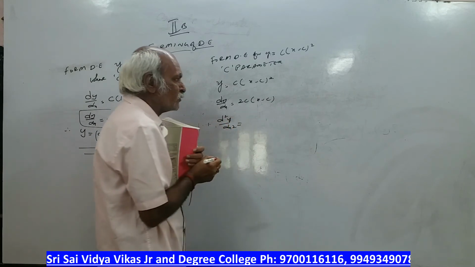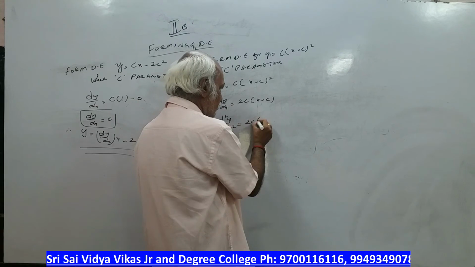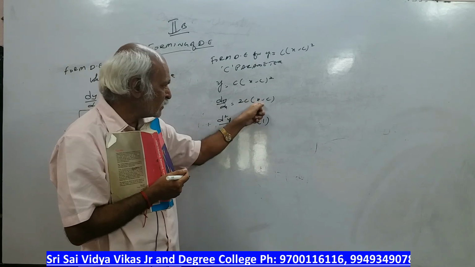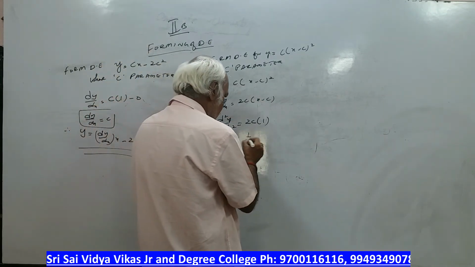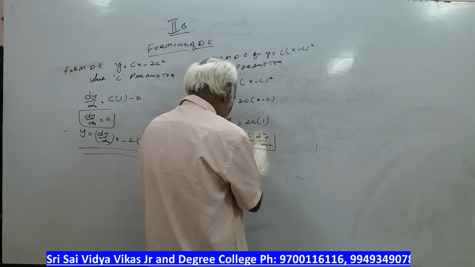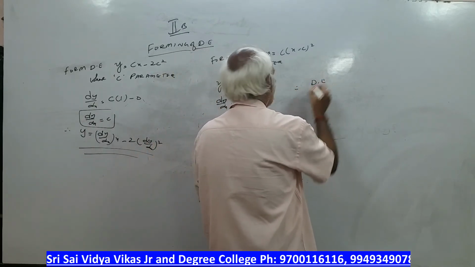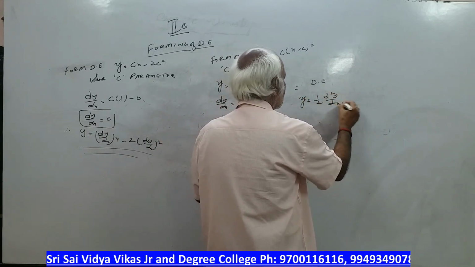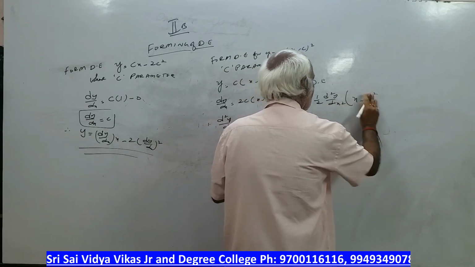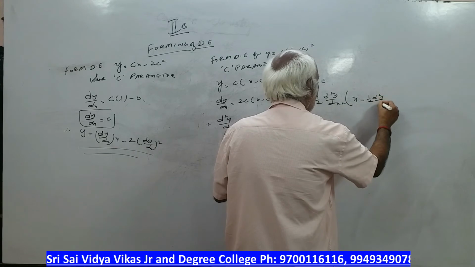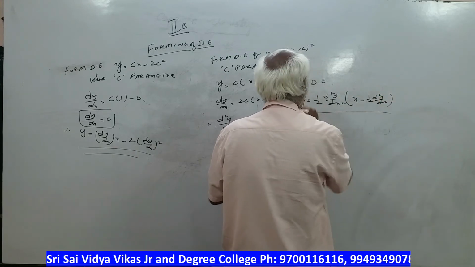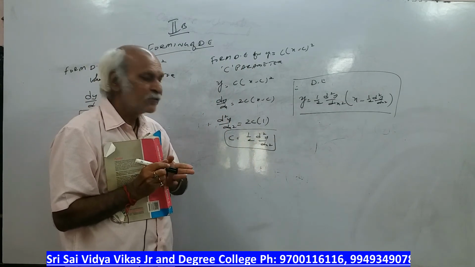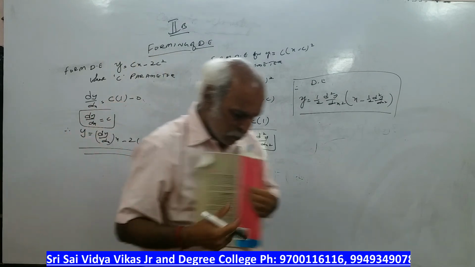Again, d²y/dx² is equal to what, sir? 2c into 1. Why? First derivative is 2c into (x minus c) into 1, second derivative 2c into 1. Therefore, c is equal to 1/2 d²y/dx². Therefore, differential equation y is equal to, c is replaced by what, sir? 1/2 d²y/dx² into (x minus 1/2 d²y/dx²) whole square. Means here we have to find c value. Okay, c value is very, very important. Once we find the c value, differential equation can be formulated.